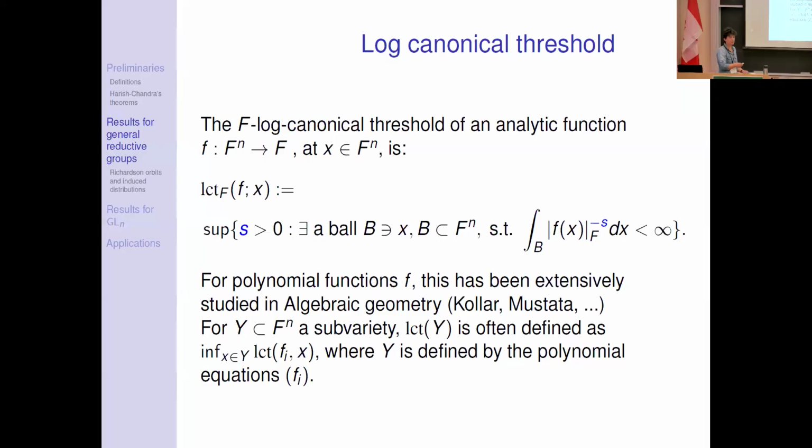There is a notion of a log canonical threshold that has its own history. A very natural thing, which basically is, given an analytic function, the log canonical threshold of that function is an invariant of singularities of its zero set. It measures how far you can push the exponent s so that the function remains integrable on a ball around a given point. And this luckily has been studied by algebraic geometers.